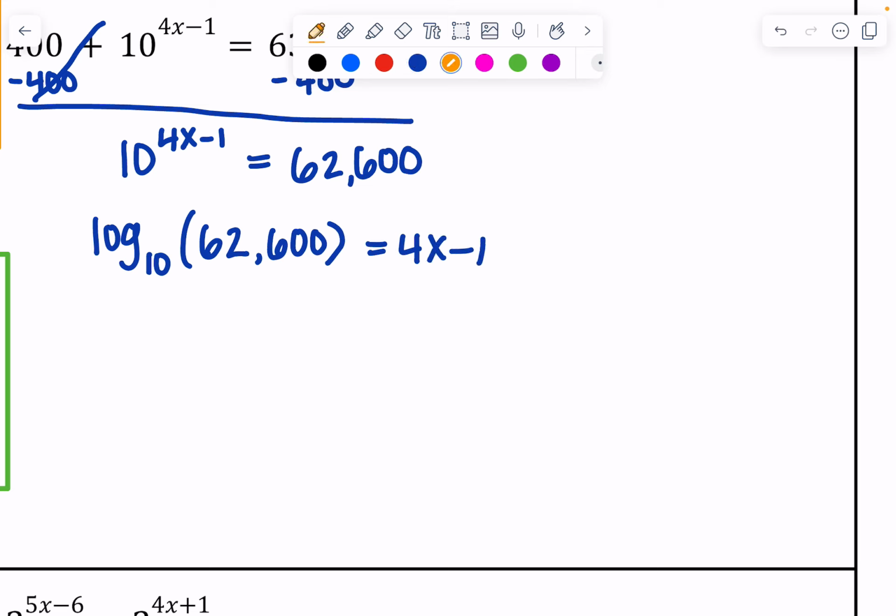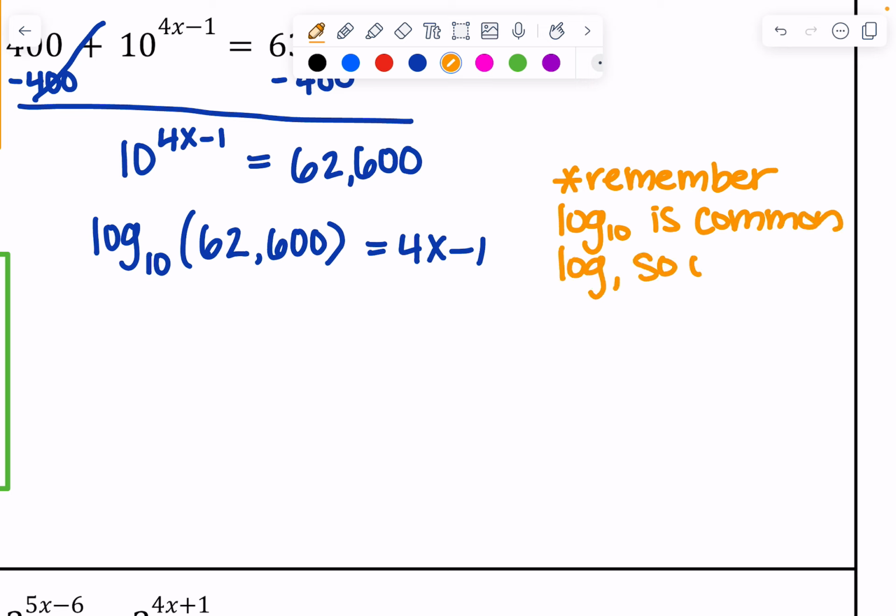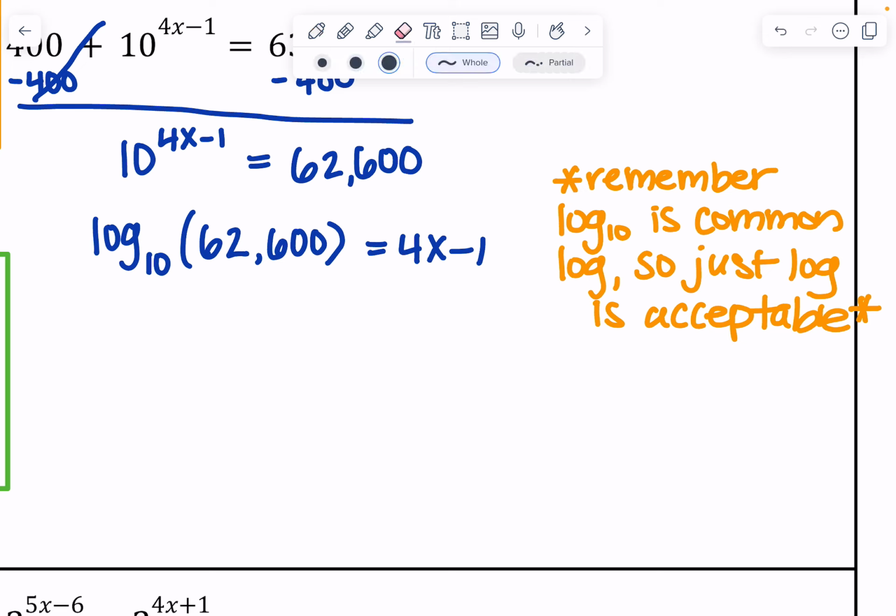Now, let's make a note off to the side. Remember, log base 10 is the common log, so you don't need to write the 10. I'm writing shorthand, but just writing log is acceptable. So I'm going to go back and change mine, but I just wanted you to see it's log base 10, so I'm going to take off that 10.